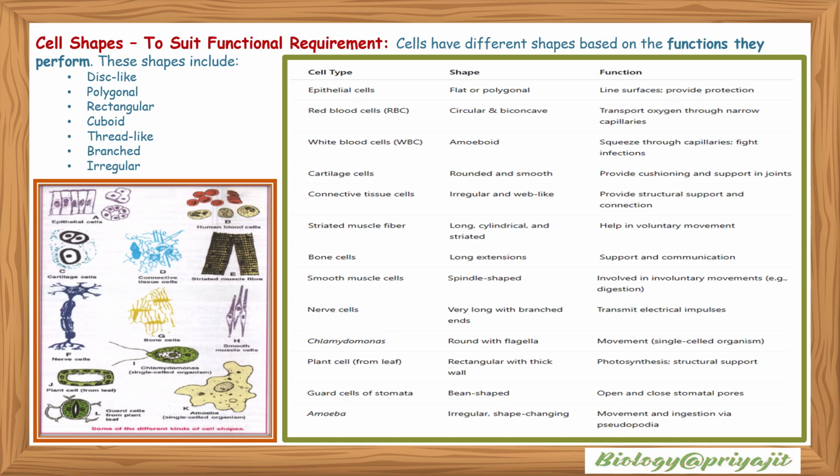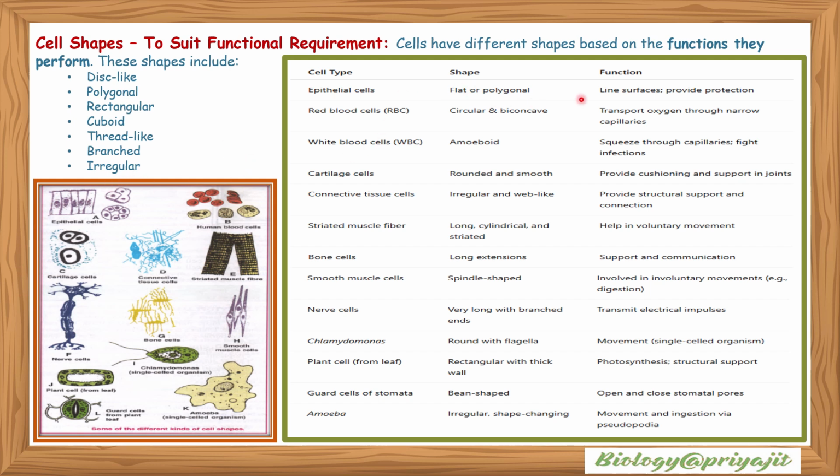Cell shapes. To suit functional requirements, cells have different shapes based on the function they perform. These shapes include disc-like cells, polygonal, rectangular, cuboidal, thread-like, branched, irregular, etc. These are the different kinds of cells of different shapes.